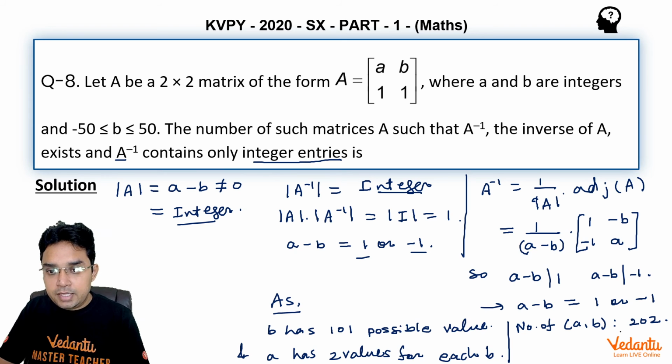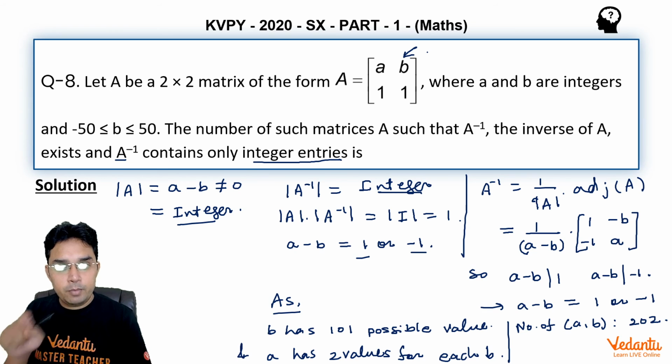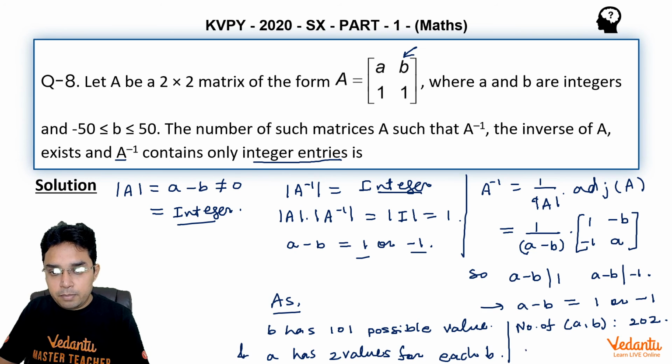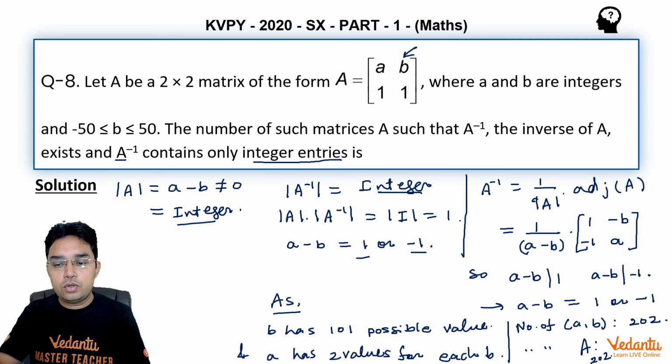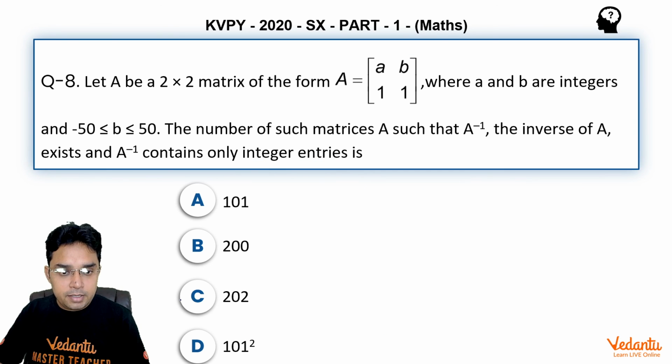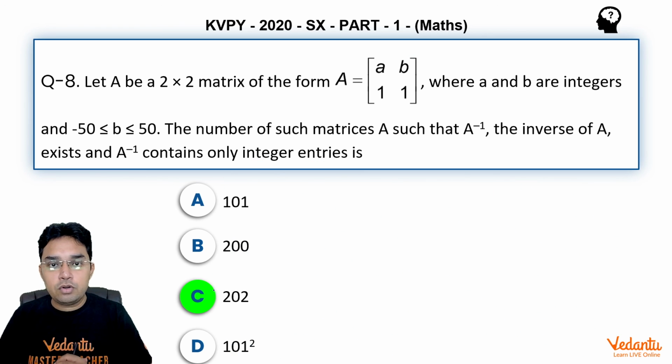In fact, each ordered pair a, b will constitute exactly one matrix A, because the second row is fixed. So the number of possible A will also be the same, that is 202. So the answer for this should be 202. Let us see. Yes, in option C they have given this 202. So this completes the solution of this question.